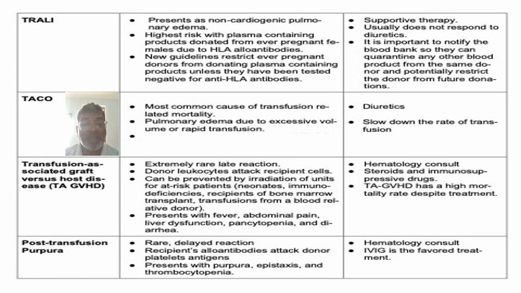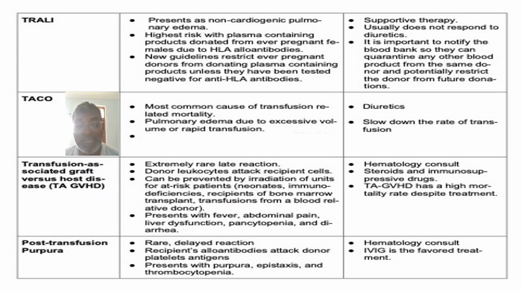The symptoms in the transfusion-associated graft versus host disease are fever, abdominal pain, liver dysfunction, pancytopenia, and diarrhea. Advice is hematology consultation, and use of steroids and immunosuppressive drugs will help the reaction. Transfusion-associated graft versus host disease has a high mortality rate despite treatment, so these persons have to be given utmost care.